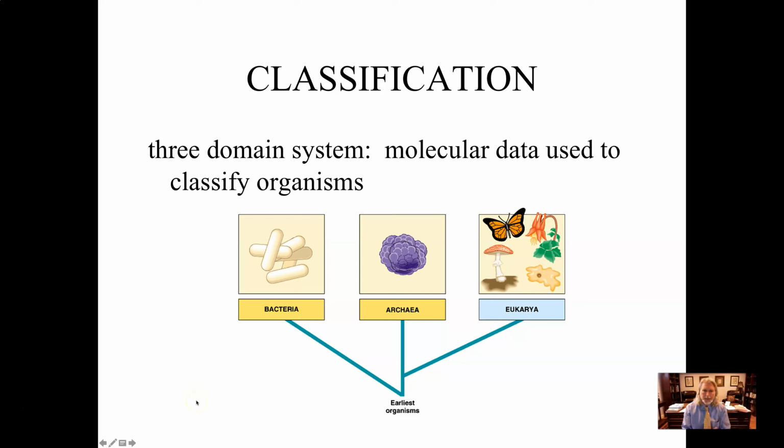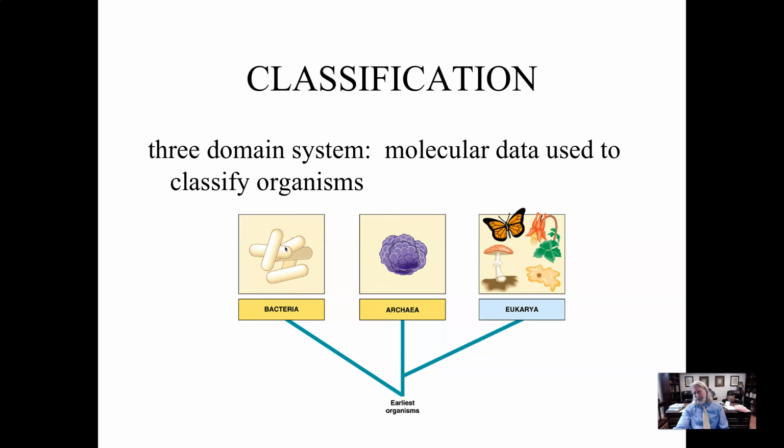Okay, so classification. Classification is just a way of grouping organisms into similar piles, so to speak, or grouping them together based on common characteristics. Okay, and there are two main ways of classifying organisms. There's this three-domain system, which uses molecular data to classify organisms in distinct groups. Okay, the other system is the five kingdom system.